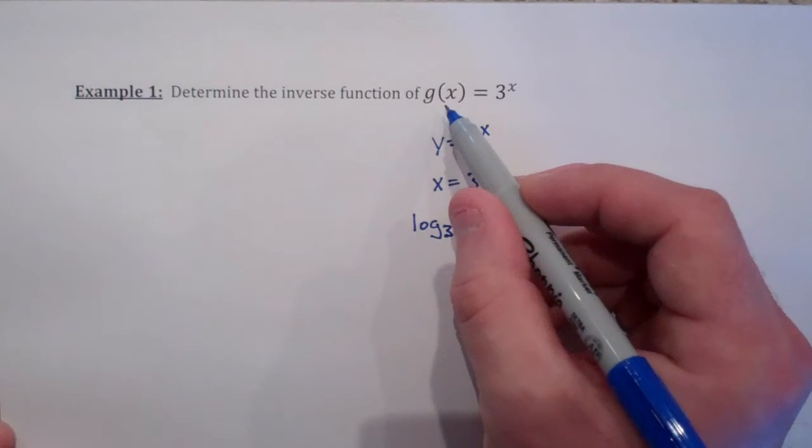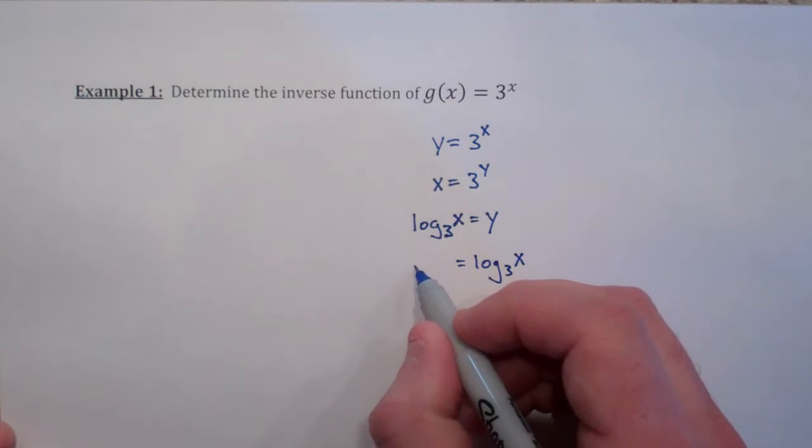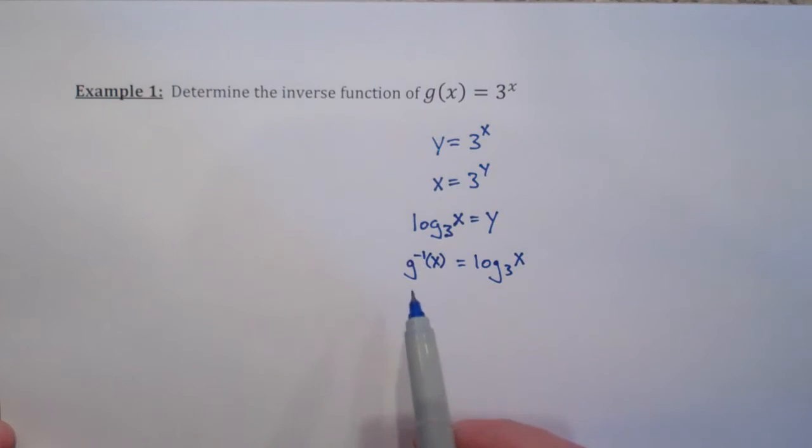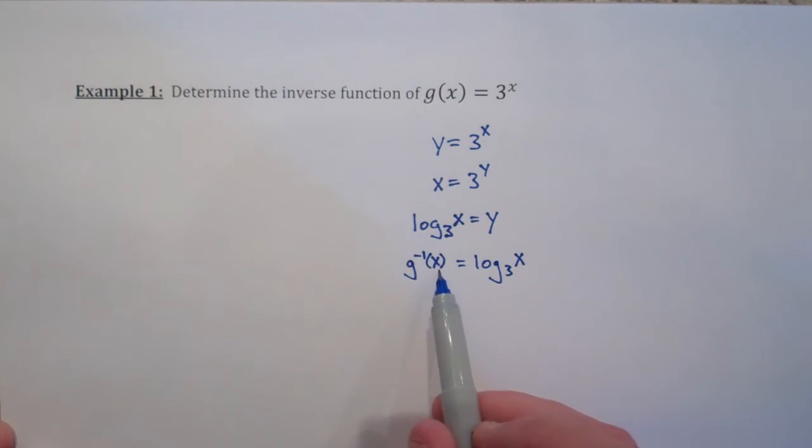and then I'll go back to my function notation, which is g of x, and I'll use my inverse notation, which looks just like this. You would read this as the inverse of g of x is equal to log base 3 of x.